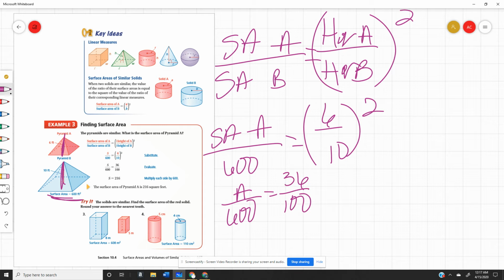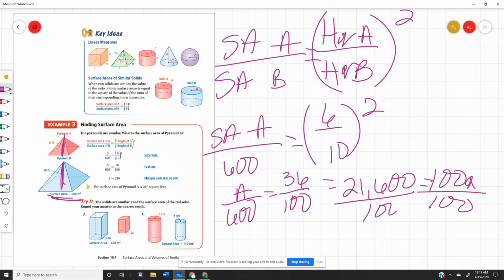And again, we're just going to cross multiply, okay? So I'm going to use my calculator. I'm going to say 36 times 600 is 21,600. And that's equal to 100A. Divide by 100. And we get that A is equal to 216.